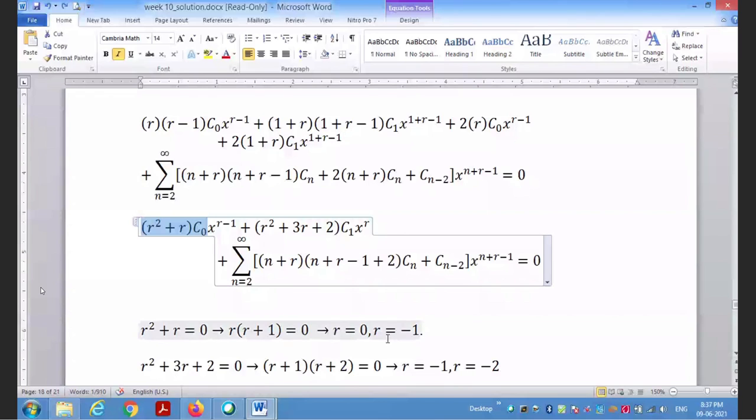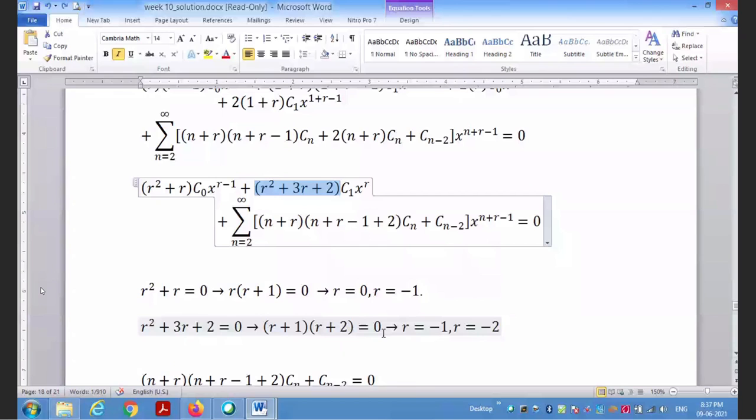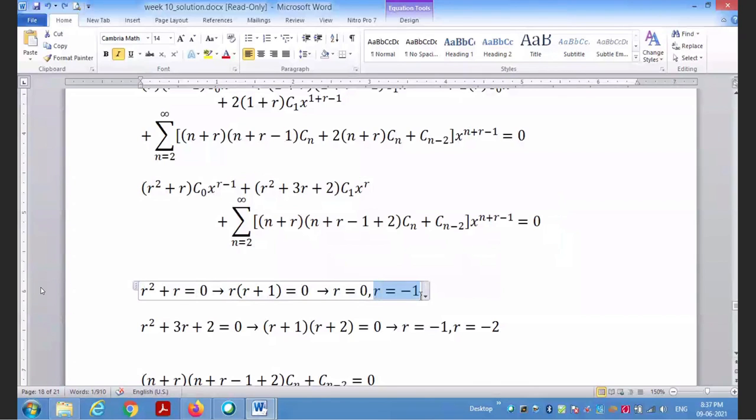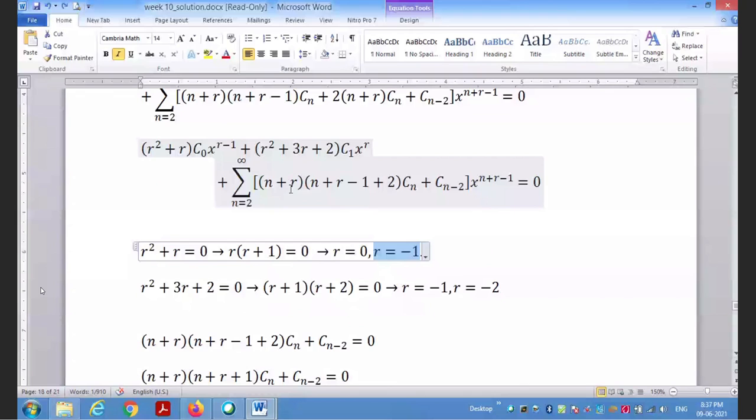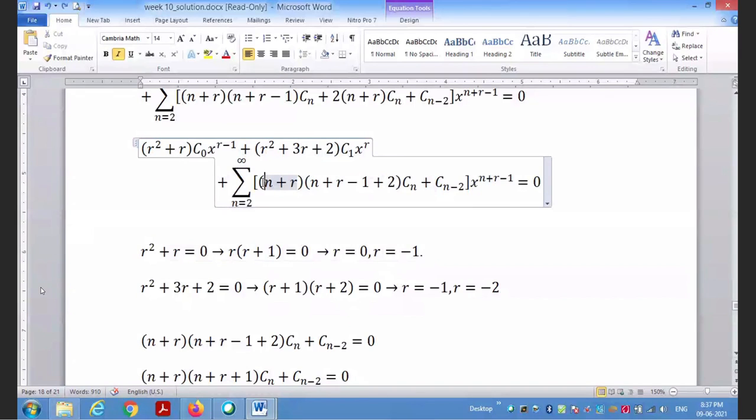For this expression, r square plus r minus 2 equal to 0 implies that r equal to minus 1, r equal to 2. So r will be 3 different values, r equal to 0, r equal to minus 1. So this one is taking care of this. So r equal to minus 2. We have 3 distinct values of r. Now for this, we need to simplify this. This will equal to 0. So this equal to 0. Now we simplify this.